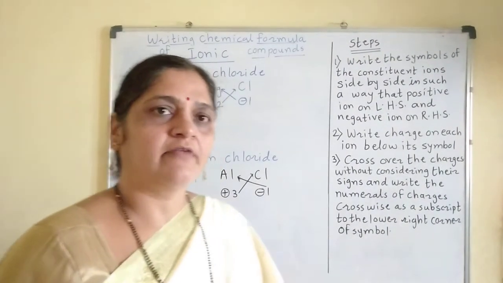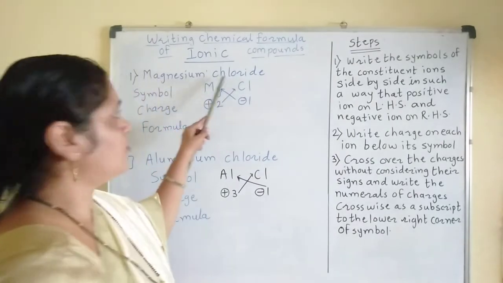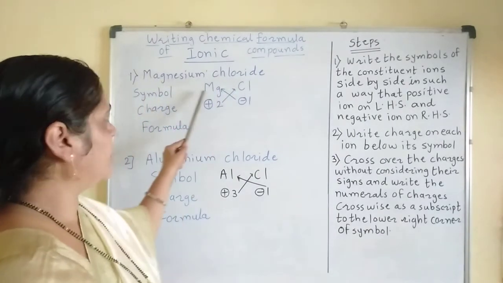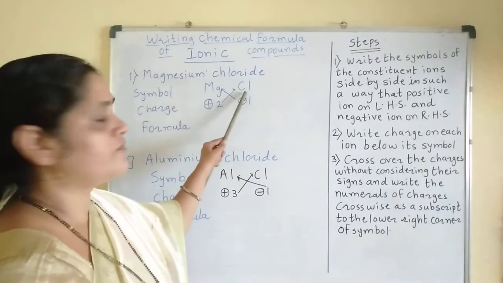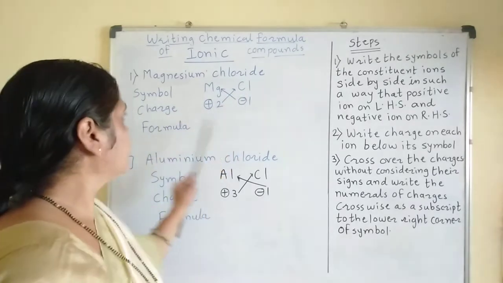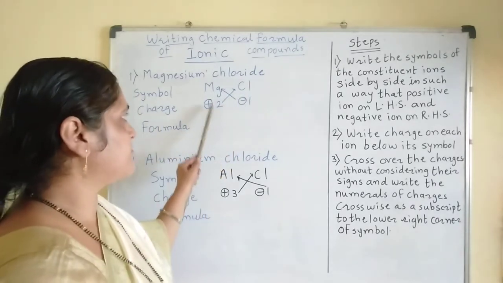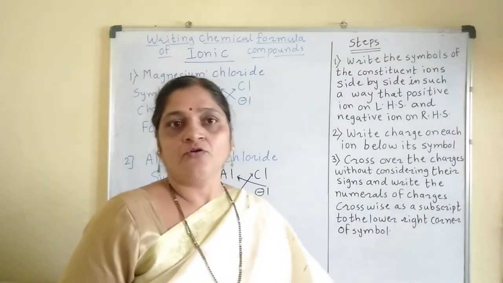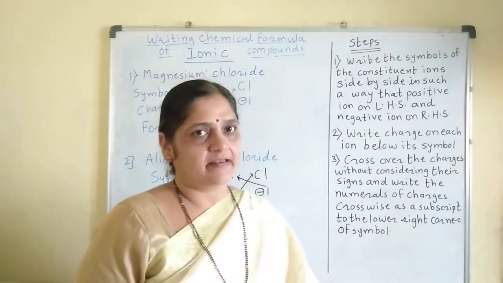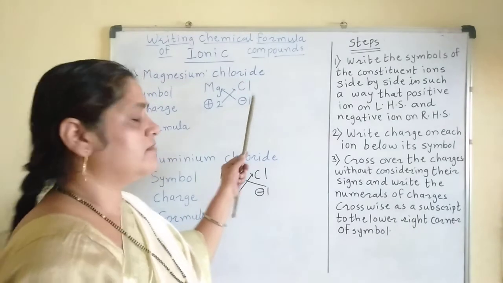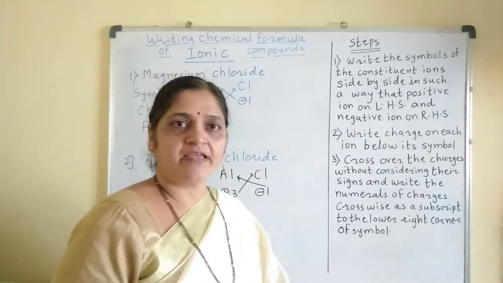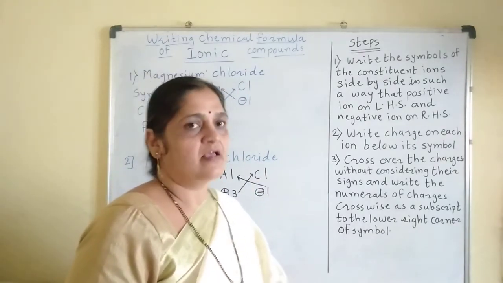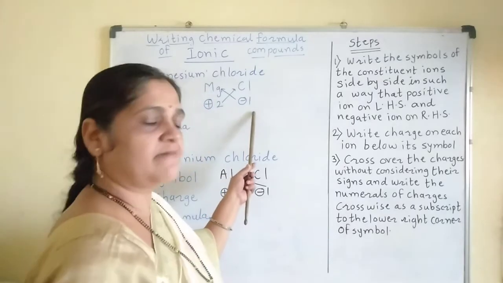Now student, we have taken the example of magnesium chloride. The symbol of magnesium is Mg and the symbol of chloride ion is Cl. So I have to write their charges. Magnesium carries 2 positive charges because it loses 2 electrons from its valence shell, while the chlorine atom has a tendency to gain 1 electron in its valence shell. So it is carrying a -1 charge.